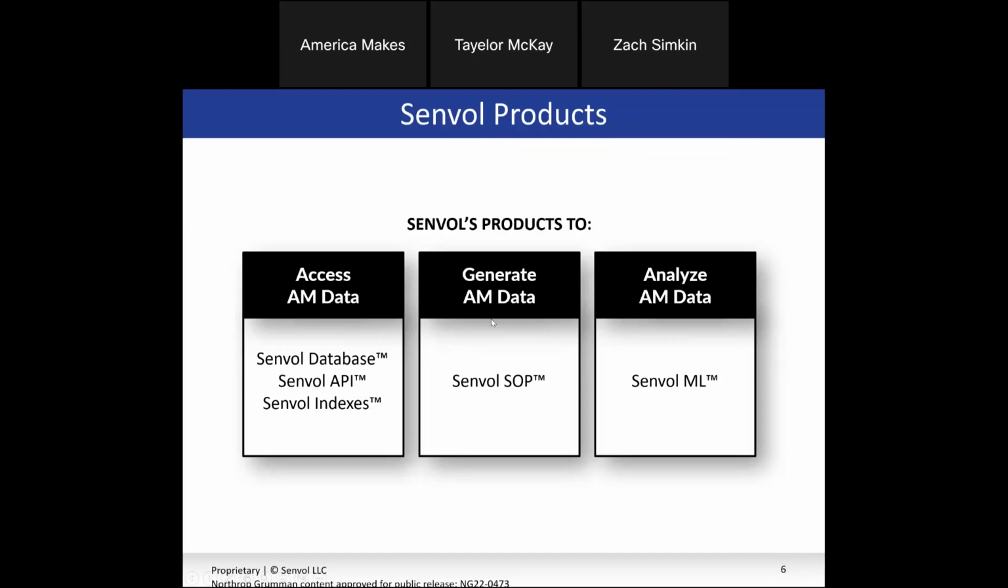The next category is all about generating additive data. And we have a product there that helps organizations do so in a pedigreed or fully traceable fashion. And the third and final category is all about analyzing additive data. And there we have a machine learning software tool called Senvol ML that was used in the execution of this program, and we'll briefly talk about it.